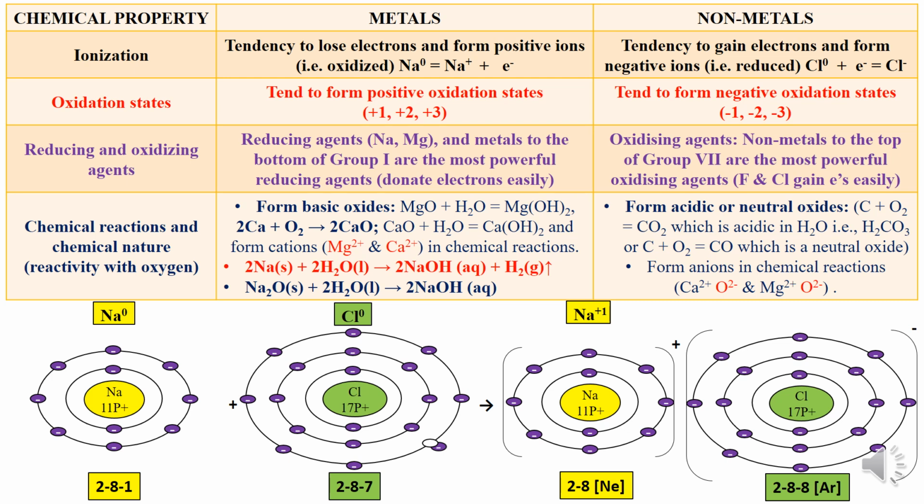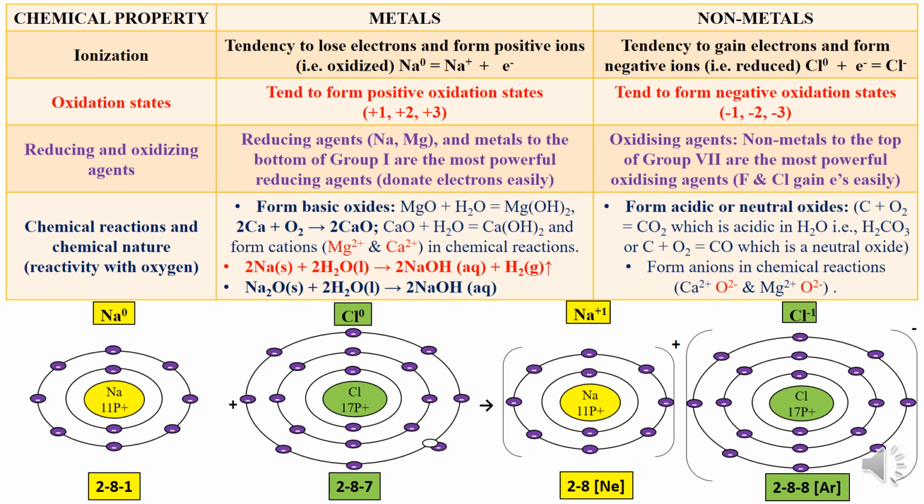So the oxidation state of sodium is +1 because it has lost 1 electron, and the oxidation state of chlorine is -1 because it has gained the electron donated by the sodium atom. So metals and non-metals tend to form positive and negative oxidation states.